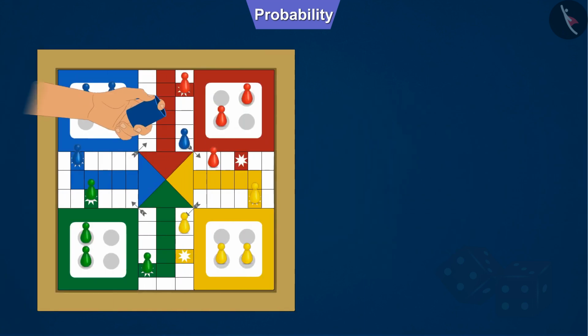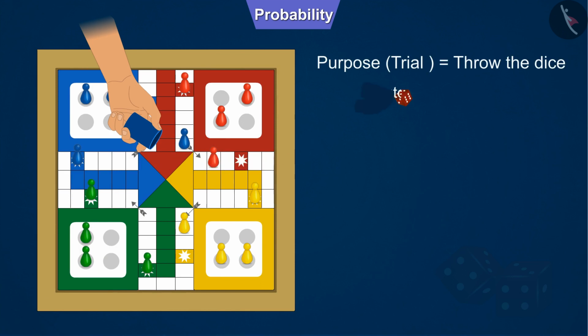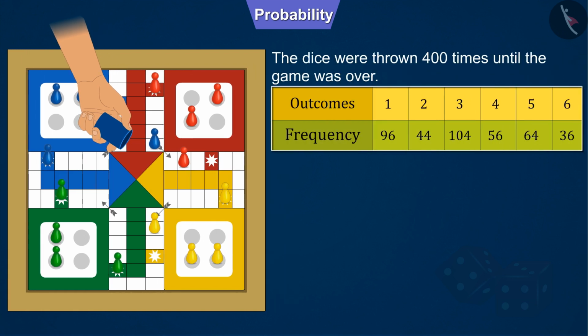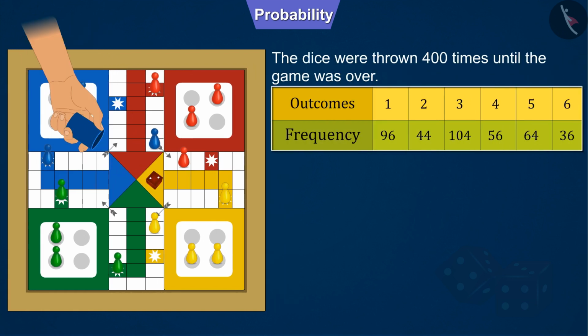In the game of Ludo, we throw the dice, for which the outcome and sample space are this. Suppose that the dice was thrown 400 times until the Ludo game is over, and it was seen that numbers from 1 to 6 came so many times. So can you tell me now, what is the probability of number 1 coming after throwing the dice?